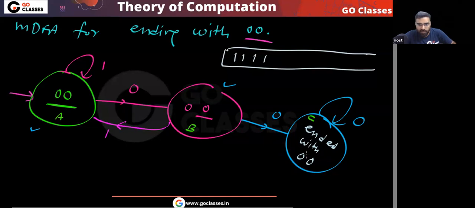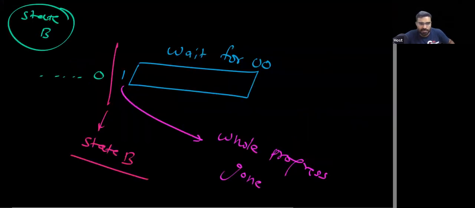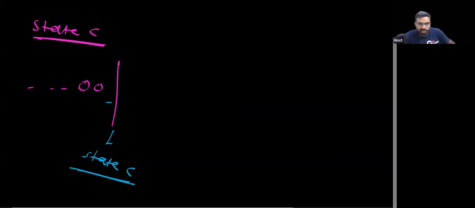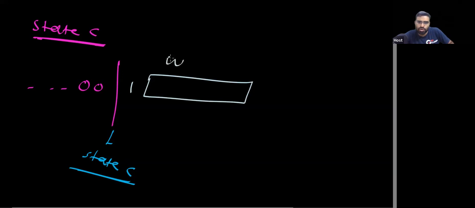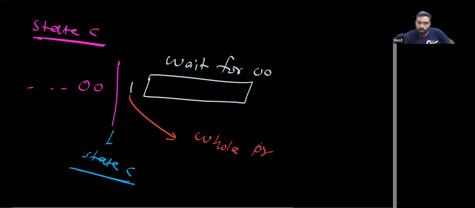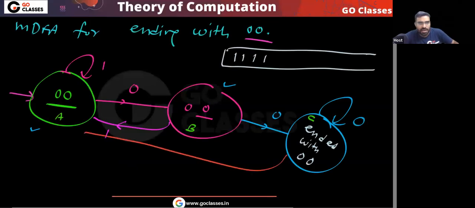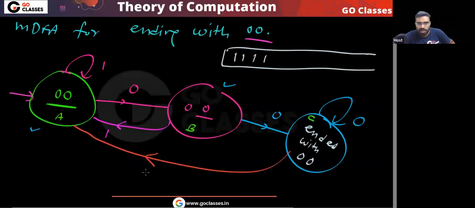In this state, if 1 comes, what will happen? In this state C, I am thinking that I have ended with 0, 0. If 1 comes, then again you will wait for 0, 0. Basically, if this 1 comes, the whole progress is gone. Very simple. In this state, if 1 comes, I will go back to this state.